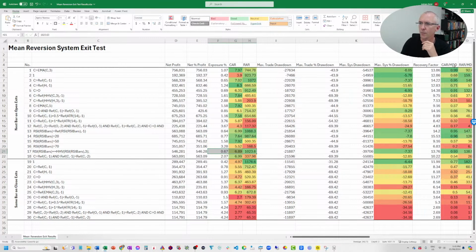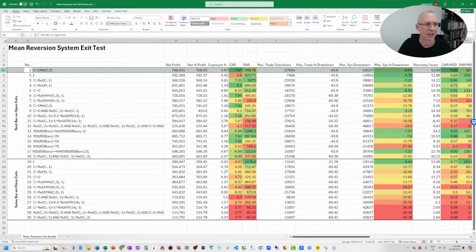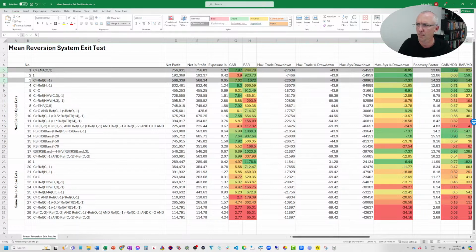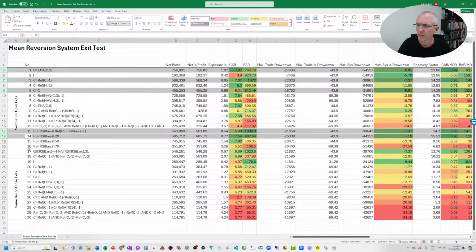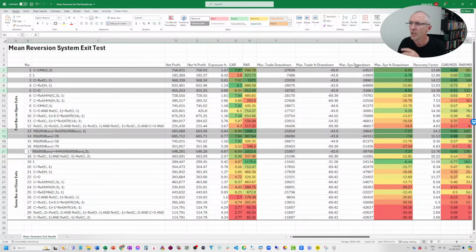So let's have a look at the CAR over MDD. Let's look at the smoothness of these equity curves. You can see here the default rule is actually the best one, but the other smooth equity curves came from, here we go, basically looks like a lot of the shortest term strategies here. Okay, so we've got quite a few results where the CAR over MDD is close to 1, just under 1 at 0.9 something. So this shows the system is actually pretty good, right? Because there's lots of different exits that perform well.